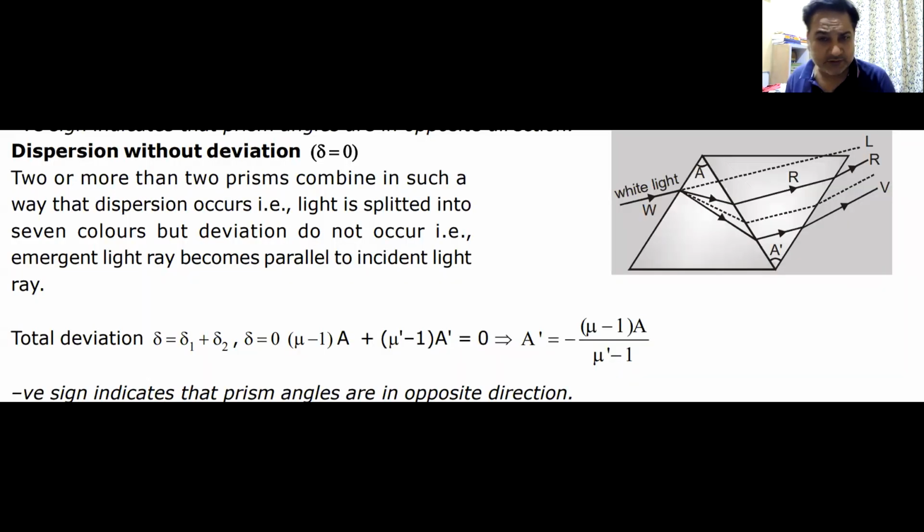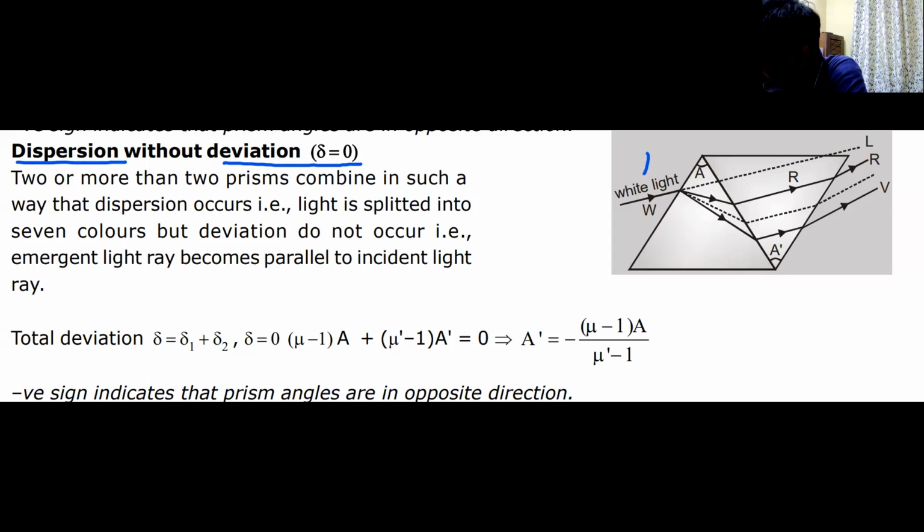Let's move ahead and see the next topic. As I told you, we have to do two combinations. The first combination had no dispersion, but there was deviation. Now the second combination is the reverse of that. We have no deviation, so delta is 0. Delta of the violet and yellow light is 0. Mean deviation is 0, but there is dispersion.